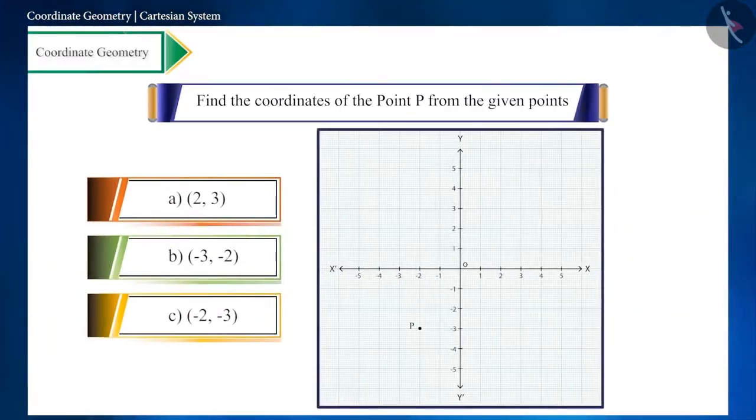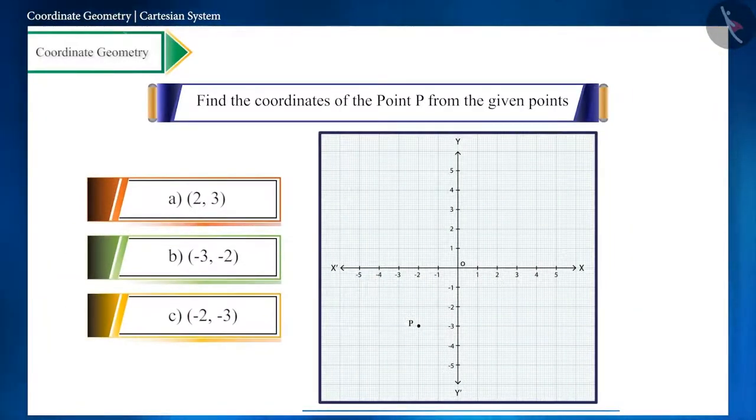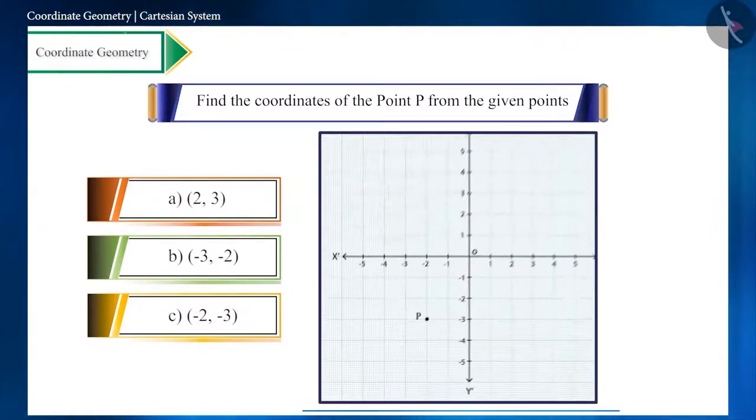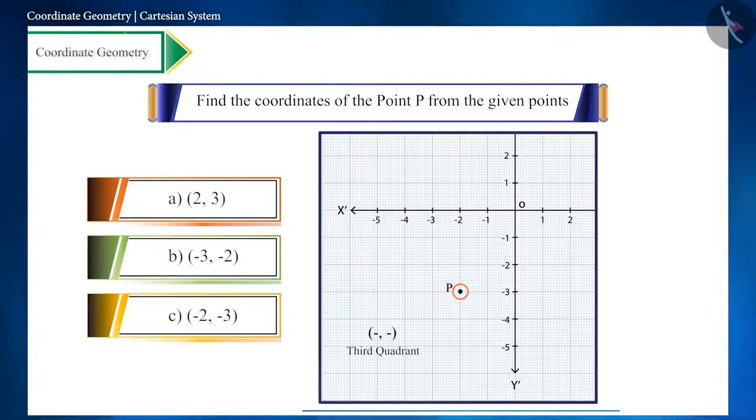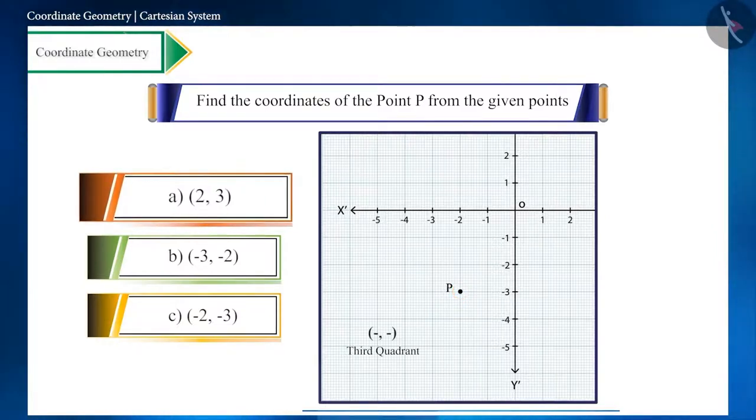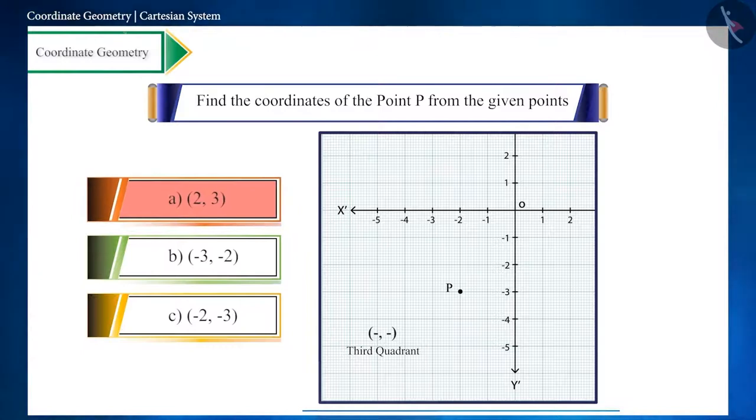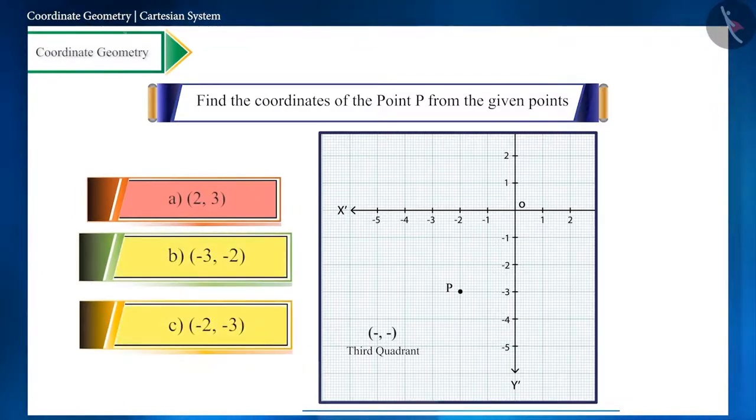Friends, which of the given points is the coordinate of the point P? Point P is in the third quadrant. That is, the first option will not be the correct answer. Now the remaining two options, these two options are the coordinates of the third quadrant.